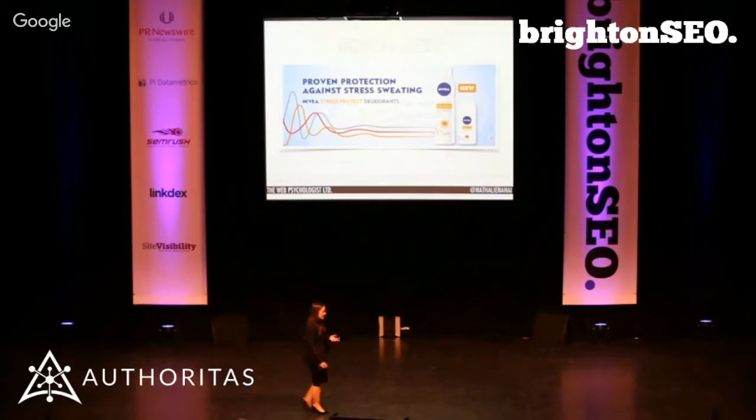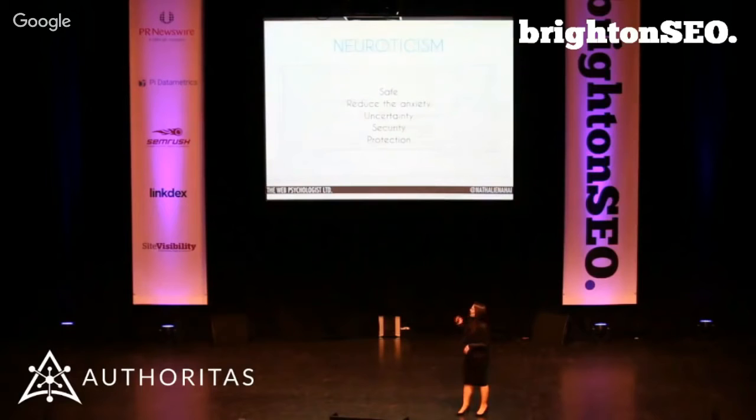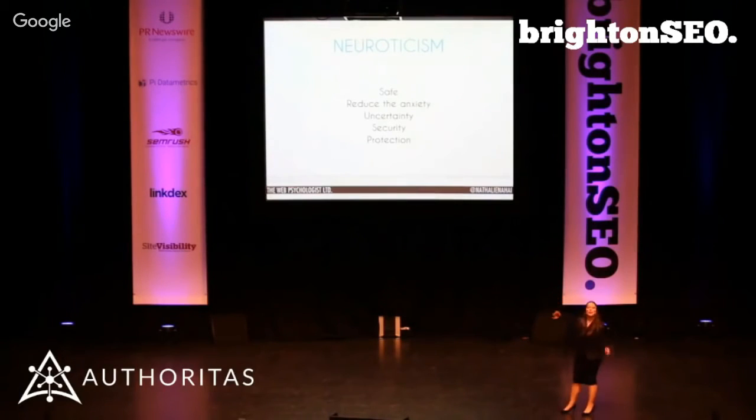Now, the thing to say here is that there are the traits of personality, and then there are also states. So it might be that you're in an excitable state, or you might be in an anxious state, and you can actually design your messages according to both. Yes. So for people who score high in neuroticism, these sorts of words are actually much more persuasive when tested on Google ad campaigns. So things like safe or safety, reducing anxiety, the uncertainty and security and protection.